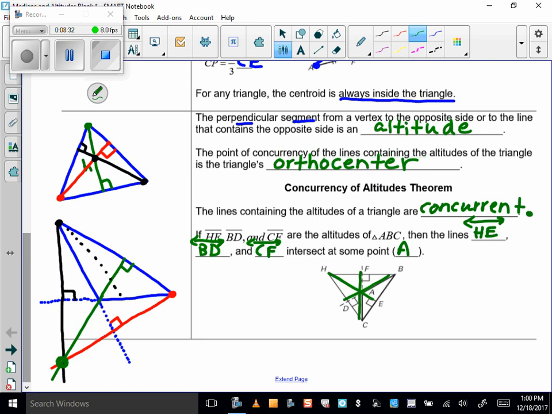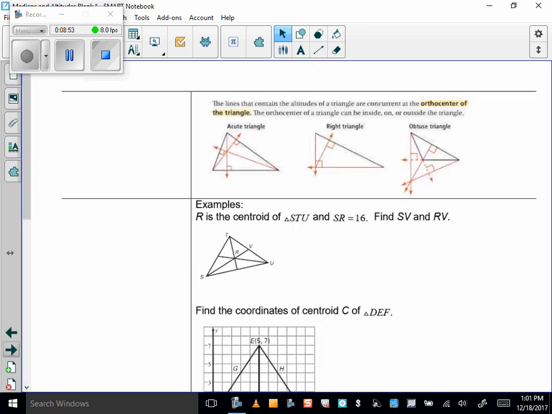Okay, so there's our orthocenter. Here's our orthocenter on an obtuse triangle. Here's our orthocenter for an acute triangle. I wonder what interesting thing would happen to the orthocenter of a right triangle. Maybe we'll find that out in just a minute. Yes. The lines that contain the altitudes of a triangle are concurrent at the orthocenter. Okay, that's what we just said. The orthocenter can be inside, on, or outside.